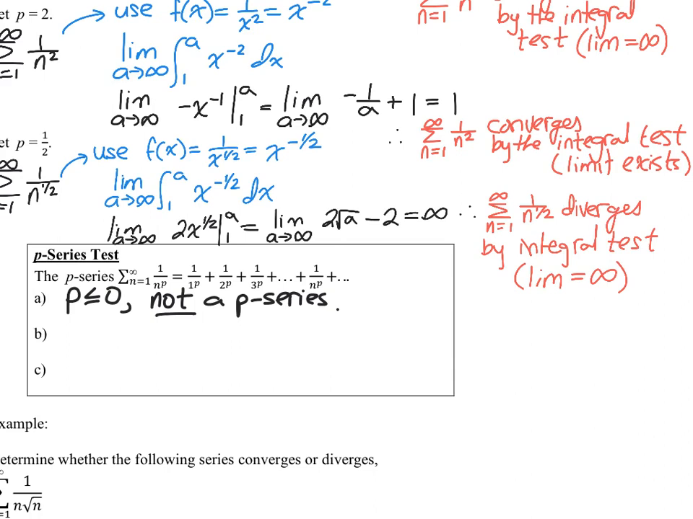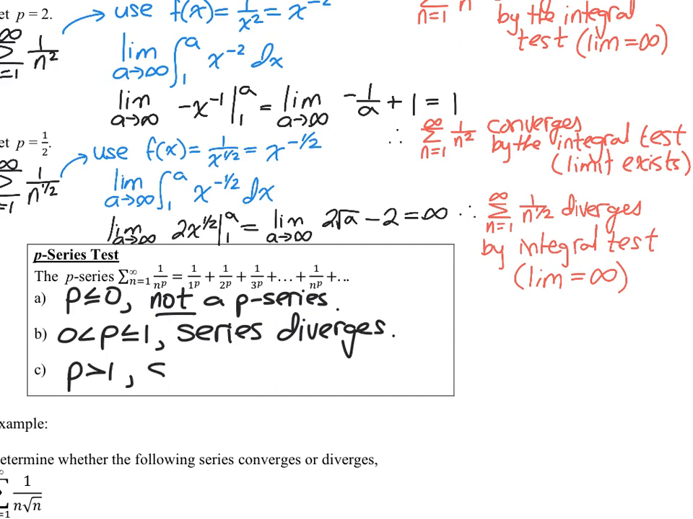So another possibility here is that the p-value is between 0 and 1. Series diverges. If the p-value is greater than 1, then the series converges.